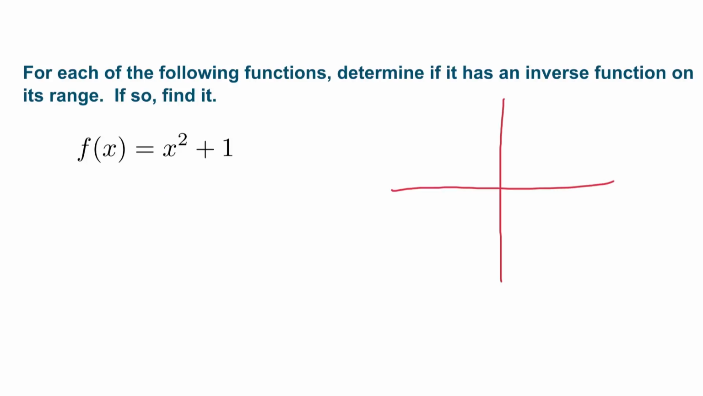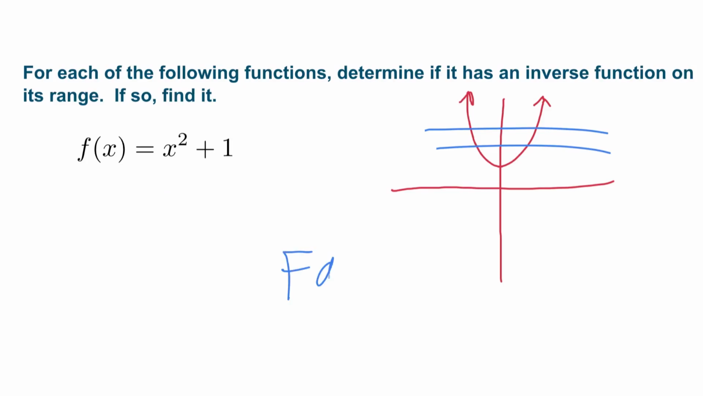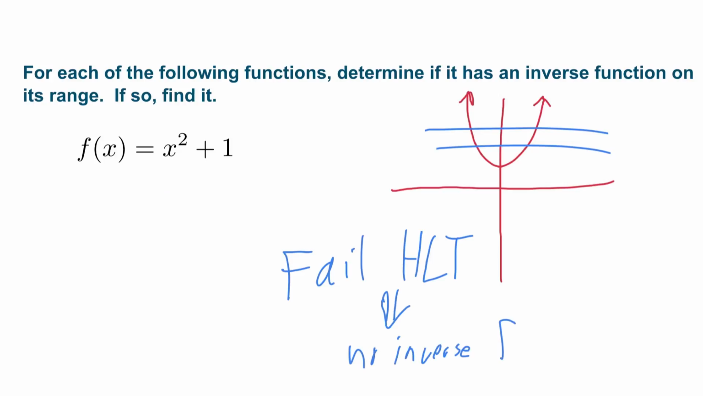So to use the horizontal line test, we want to have a plot. I drew a little parabola to represent my function, and almost every horizontal line intersects at more than one place. What do I conclude? I conclude that I fail the horizontal line test, which implies no inverse function. Sad.